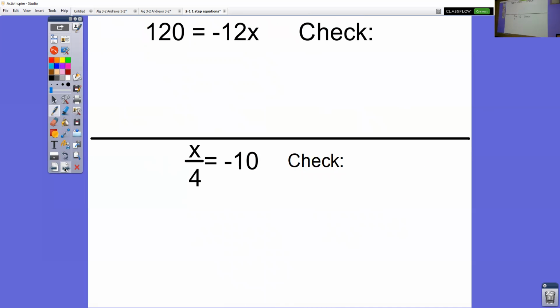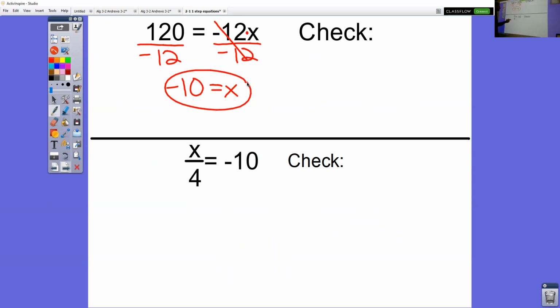Sometimes they're going to try and trick you with multiplying questions that are written backwards. This really says negative 12 times x. You always want to work with the number that's next to the letter. So this says negative 12 times x. The opposite of times is to divide. So I'm going to divide by negative 12 and divide by negative 12. Always do top divided by bottom. 120 divided by negative 12 is negative 10.